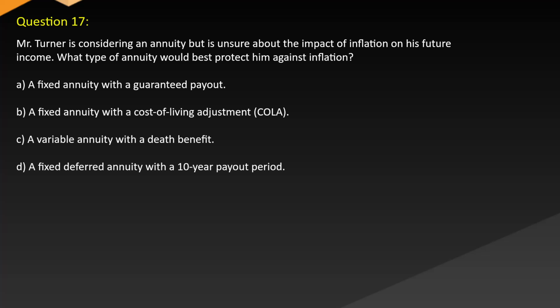Question 17. Mr. Turner is considering an annuity but is unsure about the impact of inflation on his future income. What type of annuity would best protect him against inflation? A. A fixed annuity with a guaranteed payout. B. A fixed annuity with a cost of living adjustment, COLA. C. A variable annuity with a death benefit. D. A fixed deferred annuity with a 10-year payout period.